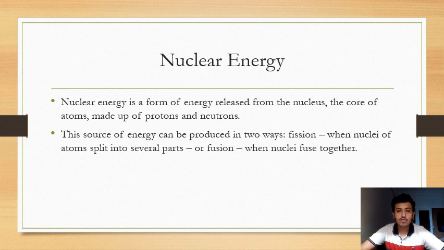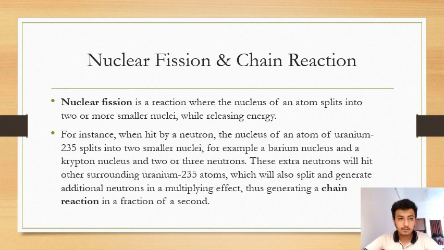Nuclear energy is a form of energy that is released from the nucleus. This source of energy can be produced in two ways: through fission, which is a split of nuclei into several parts, and fusion, when nuclei fuse together. And in this model of power plant we are basically going to stick to nuclear fission.